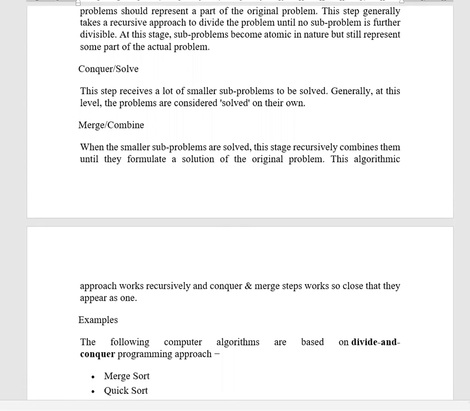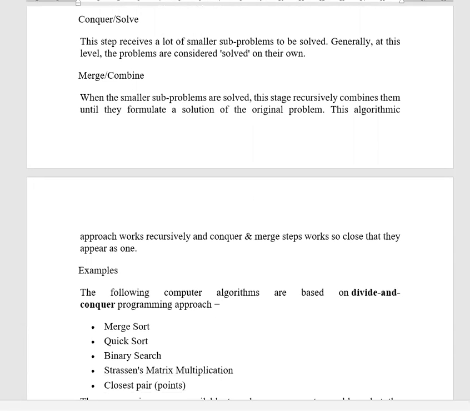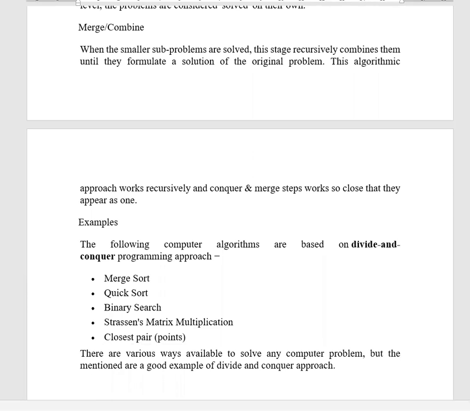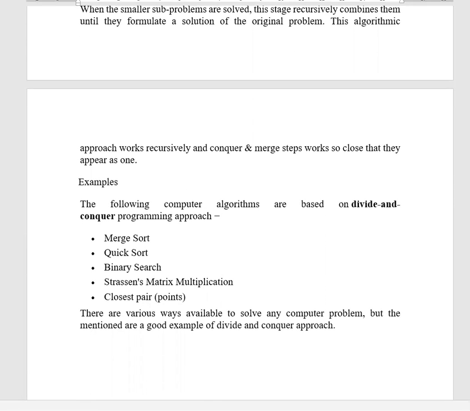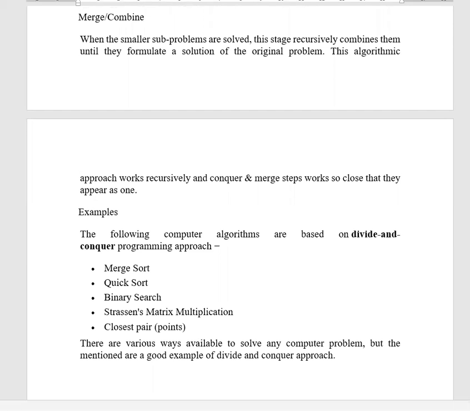There are many examples for divide and conquer technique we discussed in previous videos. Some approaches which we know are merge sort, quick sort, binary search, Strassen's matrix multiplication, and closest pair. They all are examples of divide and conquer technique. There are various ways available to solve any computer problem, but the mentioned ones are good examples of divide and conquer approach. After divide and conquer, we get smaller sub-problems, so it is very easy to solve them and merge them. After merging them, we get the solution in a proper manner.